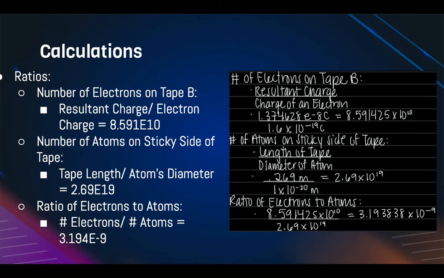I found the number of electrons by using the resultant charge that I found and dividing it by the electron charge. And I found the number of atoms on the sticky side of the tape by dividing the tape length by the atom's diameter. And I found the ratio of electrons to atoms by dividing the first answer by the second one.